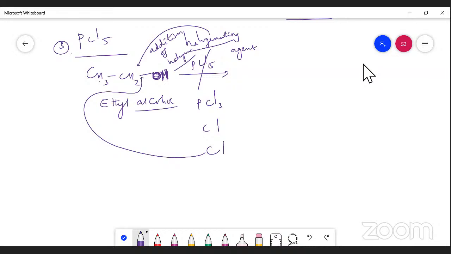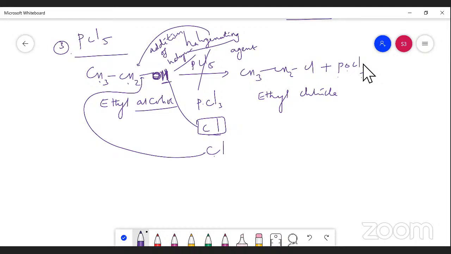Then what's the product? You write CH3CH2Cl. This is called ethyl chloride. Then plus, what's the remaining? One oxygen with PCl3, so you write POCl3, phosphorus oxychloride. That is the point you should write. And the one hydrogen with one chlorine forms HCl. That's all.